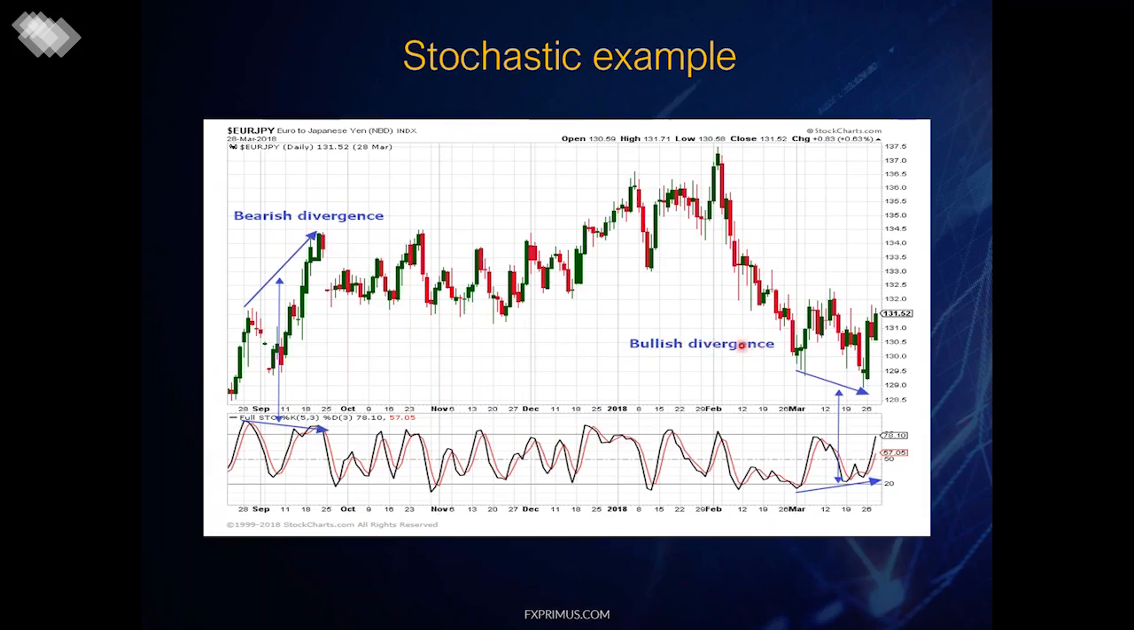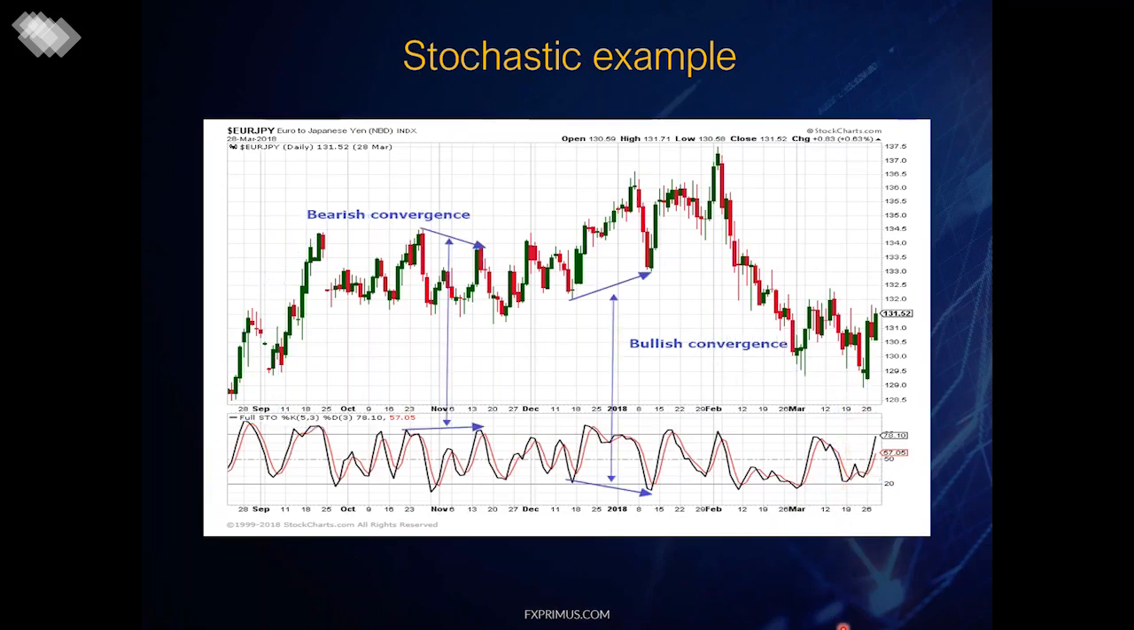Now, on the bullish divergence, to the contrary, we will see price going to a lower low, okay, from a low to a lower low, and the stochastic moving to a higher low. Okay, this is called the bullish divergence.